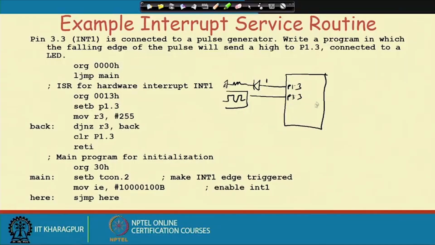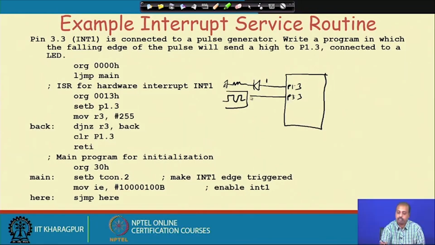So, in this example that we are considering, to the 8051 port 3.3 this pulse generator is connected, and on the 1.3 line we have got the LED. Now, this ORG 000 hex, you know that this is an assembler directive that tells the assembler that the assembly process should put the code from this address onwards.